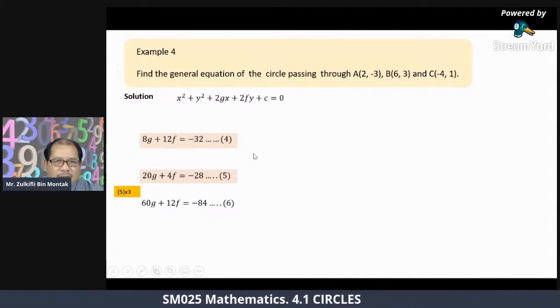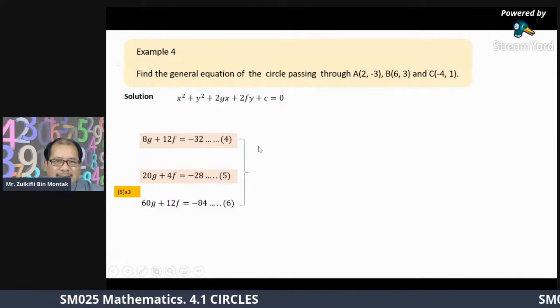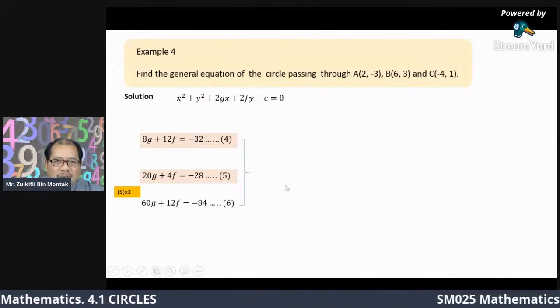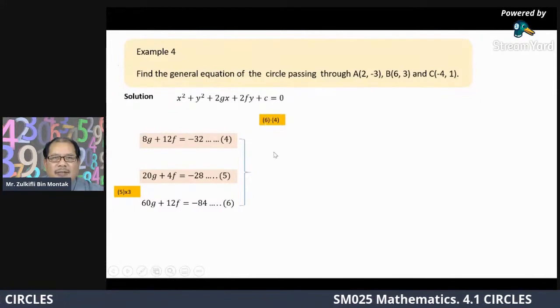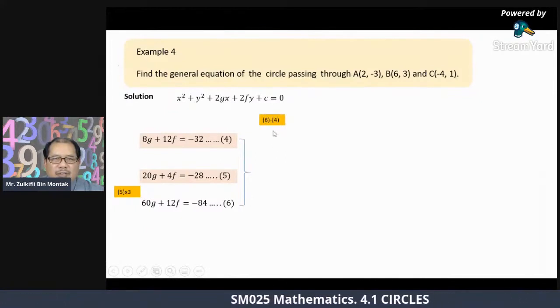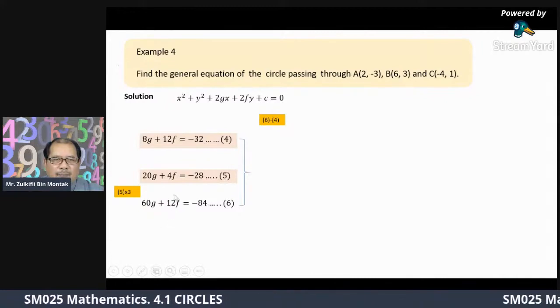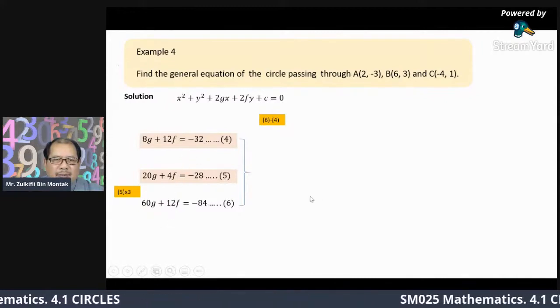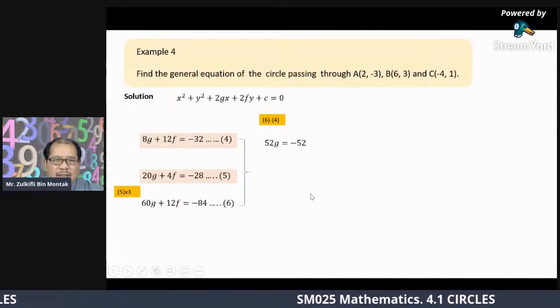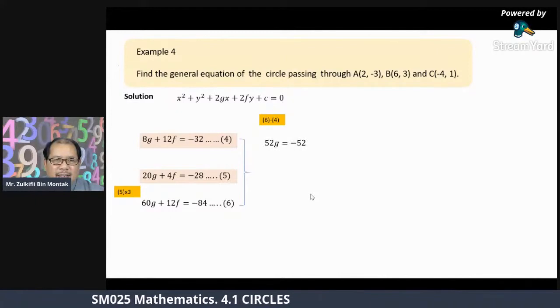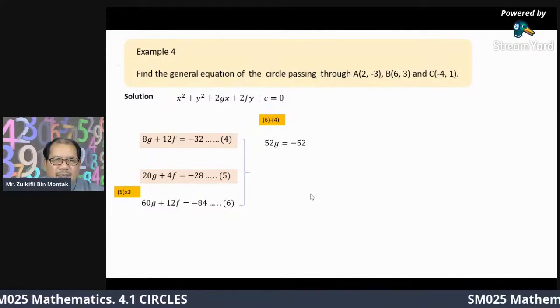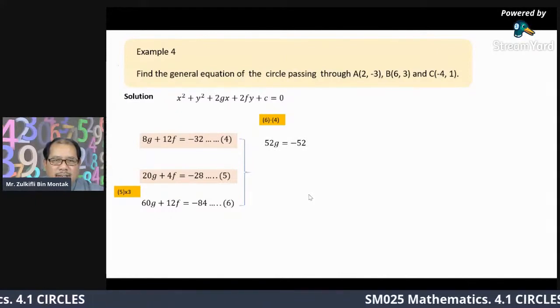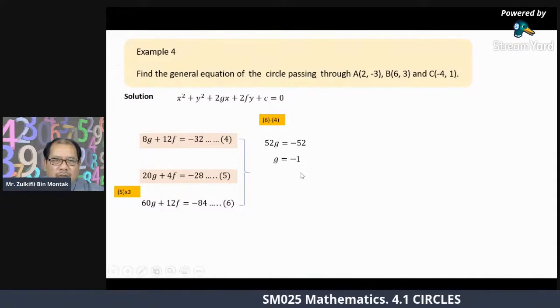Now I use equation number 4 and equation number 6. I take equation number 4, subtract equation number 5. So in this case, the F part is eliminated, and now we just remain with G. The 60G minus 8G, we have 52G equal to negative 52. So we have G equal to negative 1.